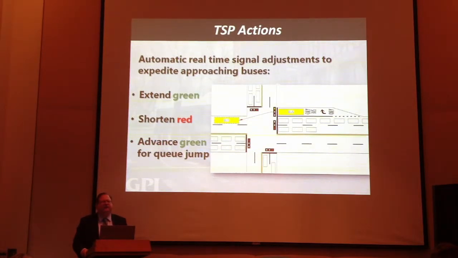So what are some of the actions that can take place? Well, if a bus is approaching the intersection and the signal is green but it's about to turn to red, the signal can be extended. The traffic management center can send a message and tell that next traffic signal, wherever it is, stay on a few extra seconds. Or if the bus is arriving and the signal is red, the system can shorten that red, meaning it's shortening the green for the cross streets, so that the bus is not delayed as long.